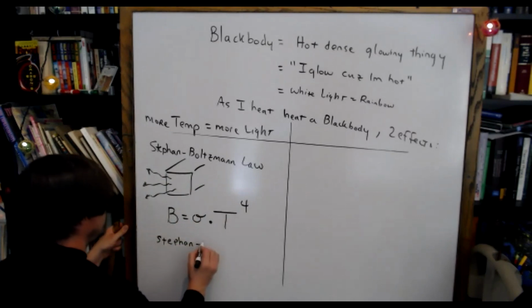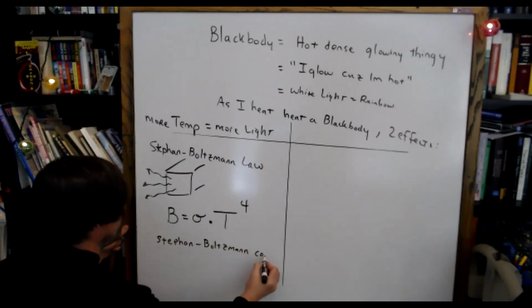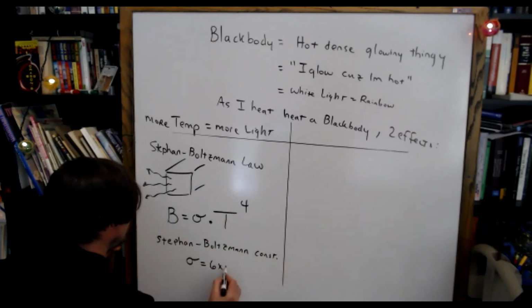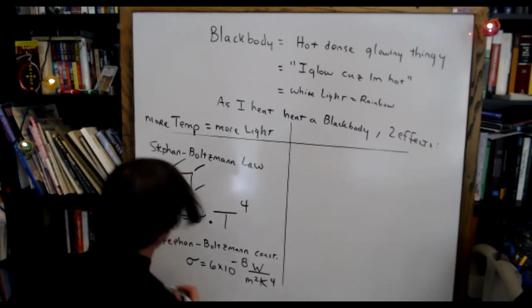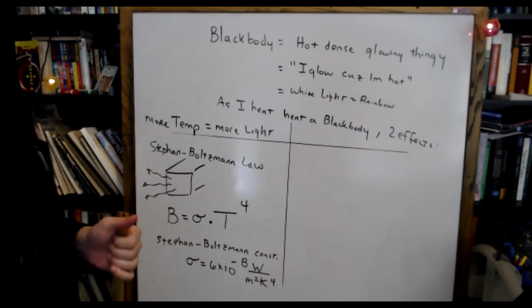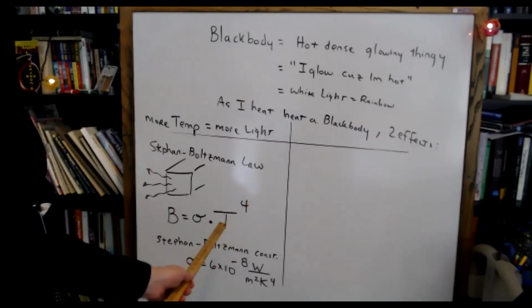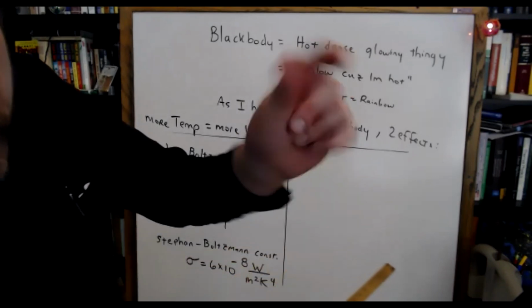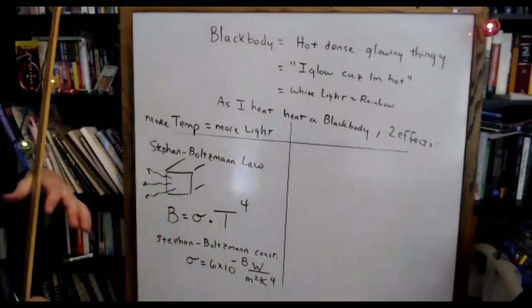where I've introduced the Stefan-Boltzmann constant of nature. Sigma is 6 times 10 to the minus 8 watts per meter squared per Kelvin to the 4th. The real aspect of this formula is to notice that the amount of light that I give off is proportional to the 4th power of the temperature. So very, very small changes in temperature lead to huge jumps in the amount of light that you give off.